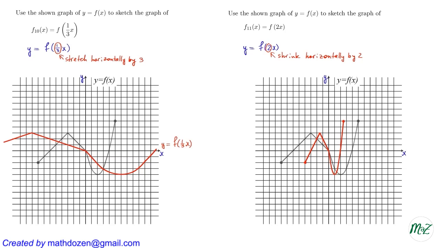So when we're done with all of those things, you end up with a graph that looks like this red curve. So that's the graph of y equals f of 2x.